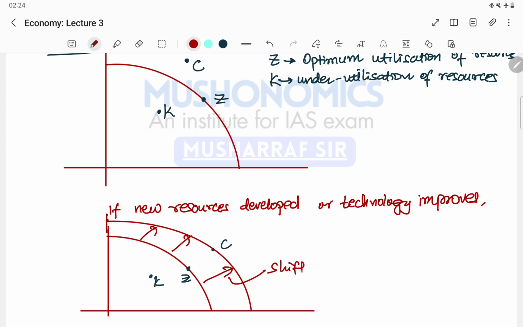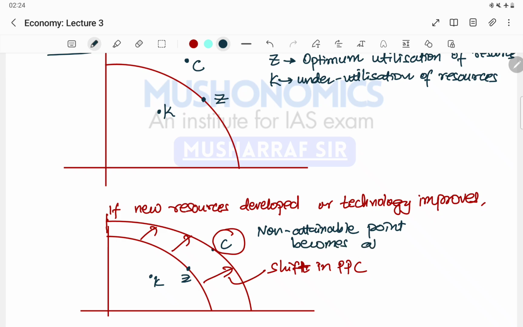Shift in PPC. And this non-attainable point becomes attainable.